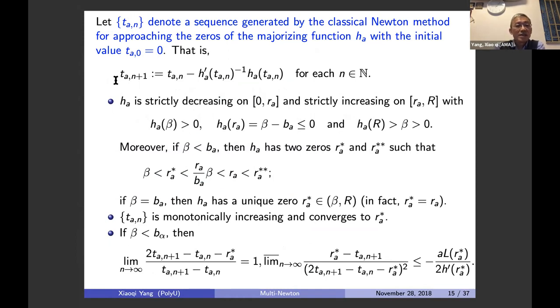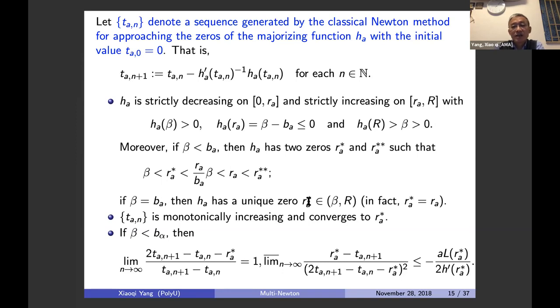With this T, we can find some RA star 0 for H of T equal to 0. So we can find a solution for that equation. This is here for the L non-decreasing function. So that's basically part of the majorization function technique.